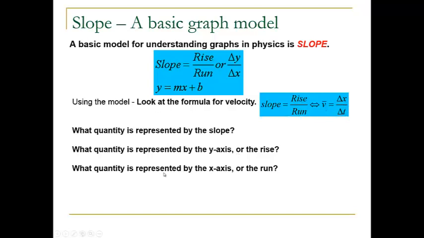So when you have a distance versus time graph, what quantity is represented by the slope? I just told you that. That's your velocity. What quantity is represented by the y-axis or the rise? That would be your displacement. And then what quantity is represented by your x-axis or the run? That would be your time. Okay, so another way that you can use to find your velocity is your slope. And you'll do some activities and problems where you have to do this.